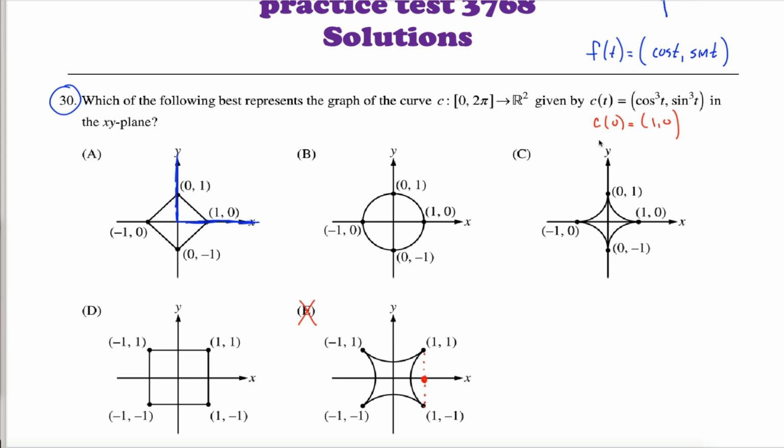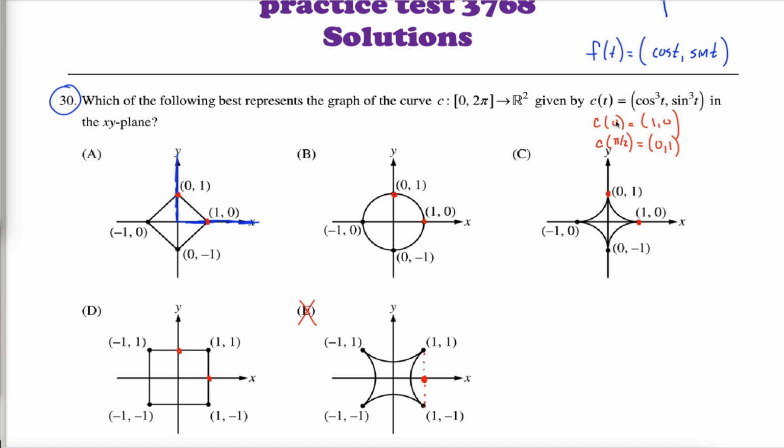Other low-hanging fruit is that c of pi over 2 would get mapped to 0, 1, and that's because the cosine of pi over 2 is 0 and the sine of pi over 2 is 1. And again, 0 cubed is 0 and 1 cubed is 1. Unfortunately, that doesn't allow me to eliminate any other choices because all 4 of the remaining choices have both 1, 0 and 0, 1 on their graph. So how do these graphs differ?